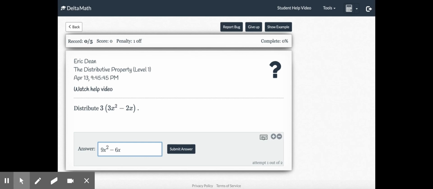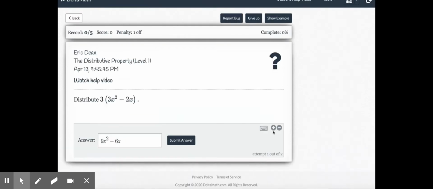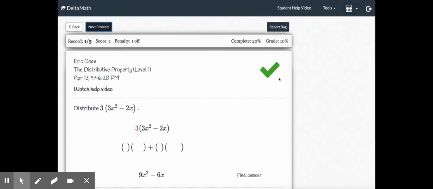If you wanted, you could have clicked the keyboard icon and then use squared, which is the squared key, or you can press A to the B, and that gets you to the exponent, and you can type any exponent that you want. But if you have a computer, it's a lot easier to press Shift 6 for the exponent. So let's get this question right. We see we got it right.